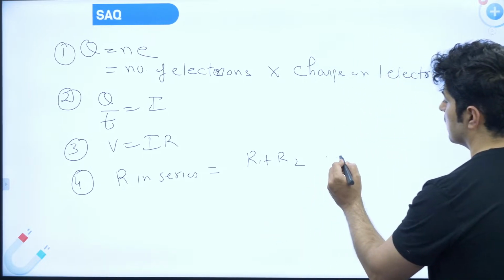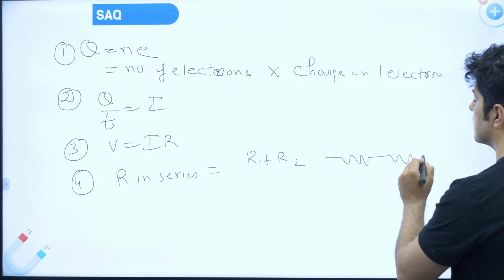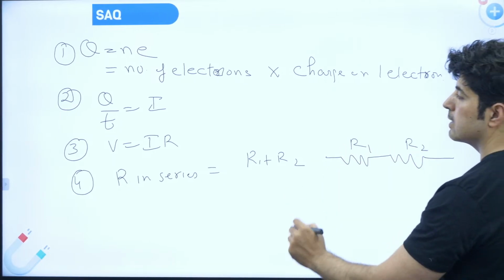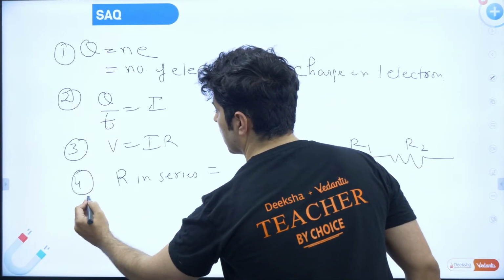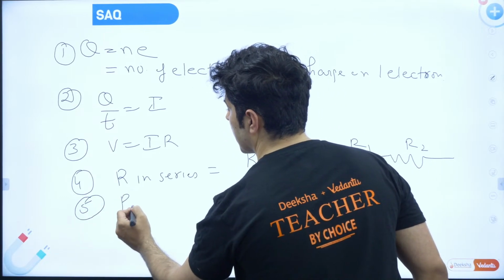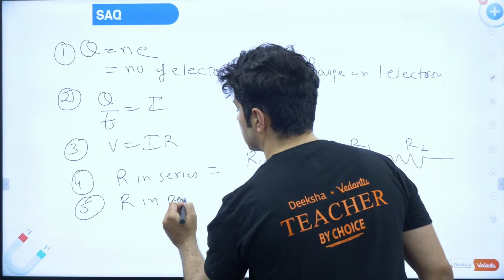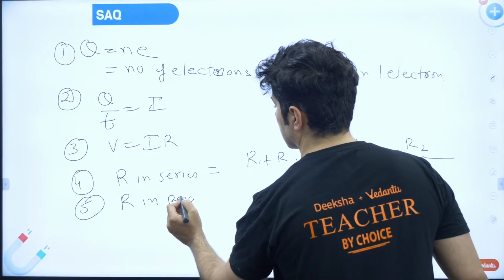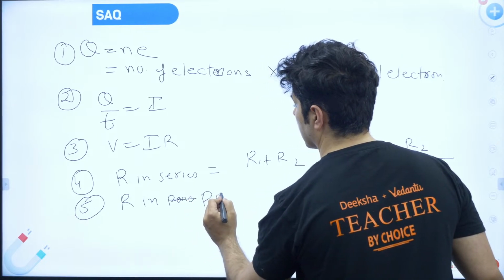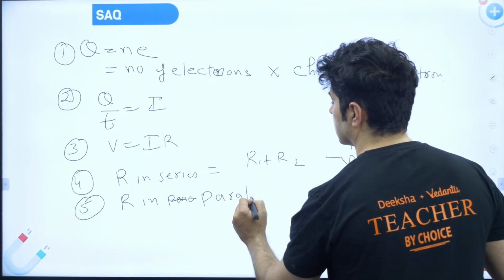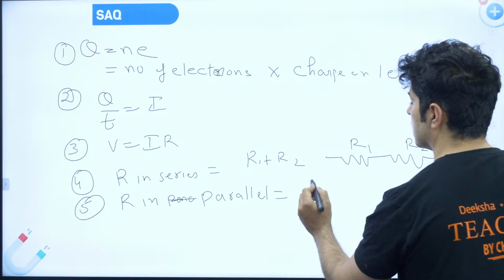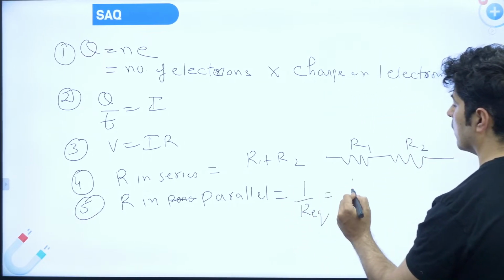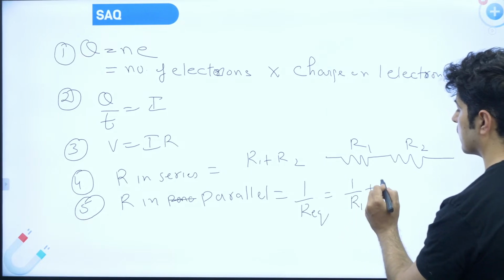So this is our resistance 1, resistance 2. This is in series. If resistances are in series, this is the formula we use. Fifth formula we use is R in parallel. So 1 by R equivalent comes out to be 1 by R1 plus 1 by R2.